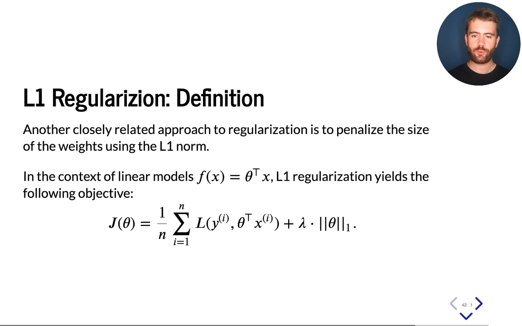In the previous video, we saw one way of regularizing models called L2 regularization, in which we chose the regularizer to be the L2 norm. In this video, we are going to look at a different way of regularizing models, which consists of using the L1 norm instead of the L2 norm for penalizing complex models.